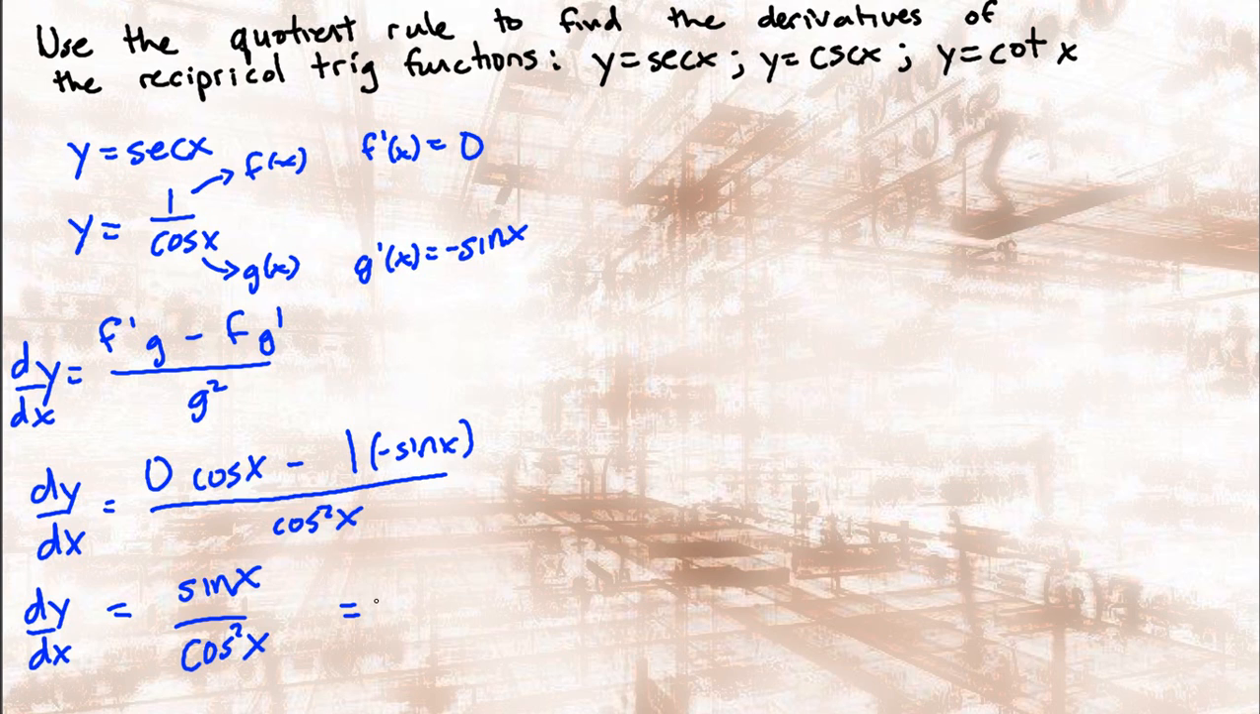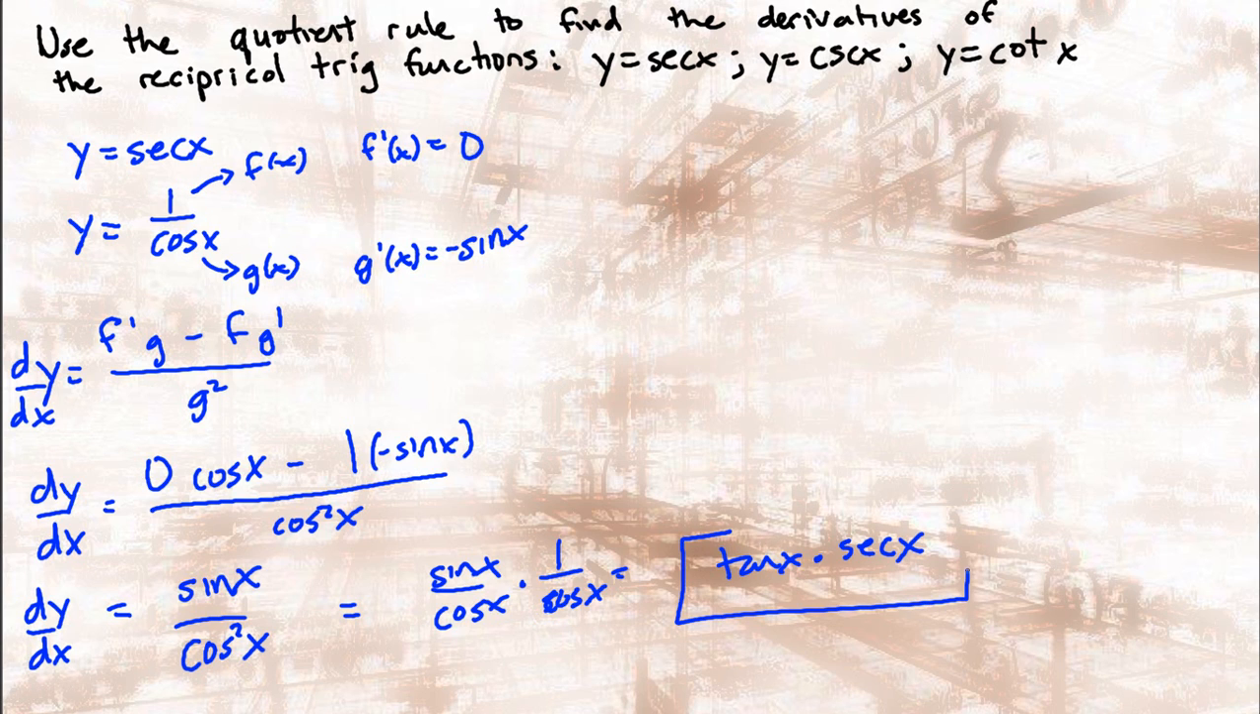We might simplify that a little bit more by writing it as, we could split it up as sine x over cosine x times 1 over cosine x, which would be tan x times secant x. Okay, so there's the answer, but we could have left it like this. Doesn't matter. Okay, let's take a look at cotangent.